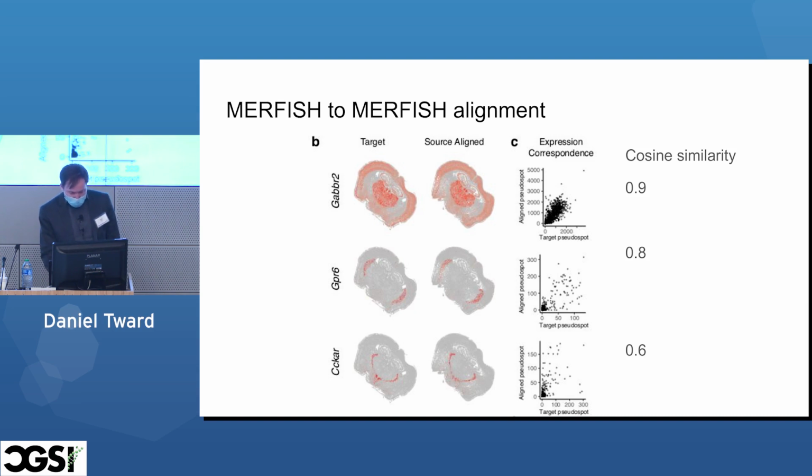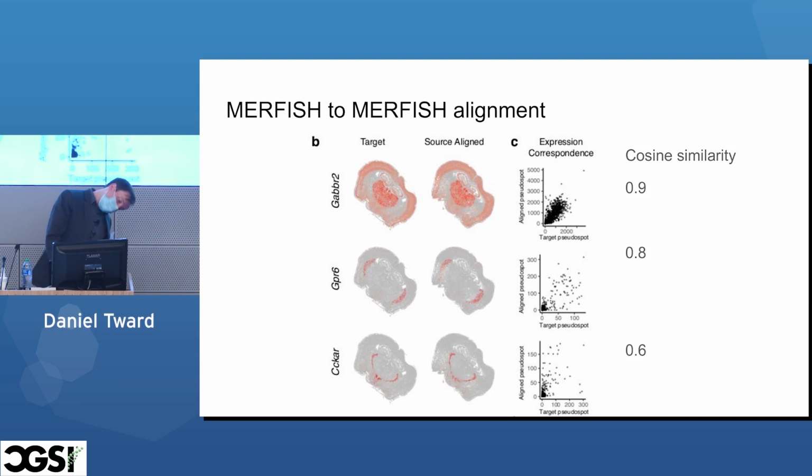So in the 3 rows in this data set, we are comparing gene expression profiles of 3 different genes. And what we did is break these images up into small chunks. In each chunk, we look at what is the gene expression in one image and what is the gene expression in the aligned image. And we look at the correlation or cosine similarity between them. So in this gene, GABBR2, we see they're fairly strongly correlated, and the cosine similarity is 0.9.